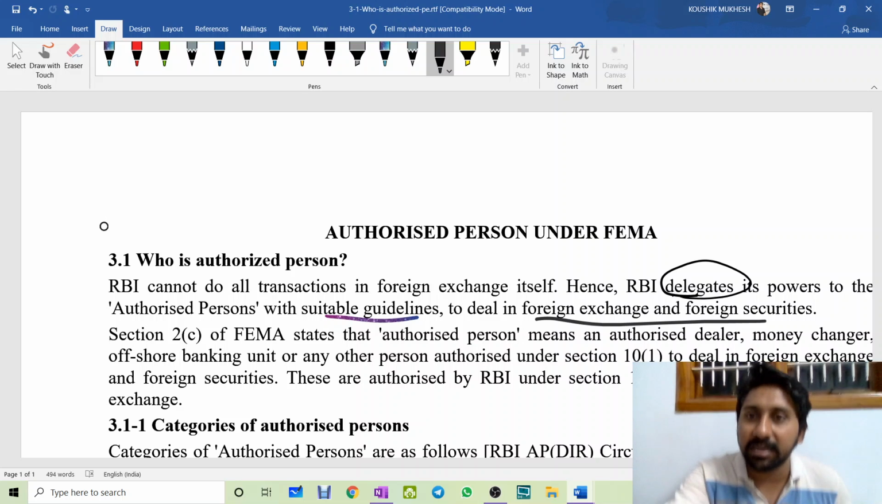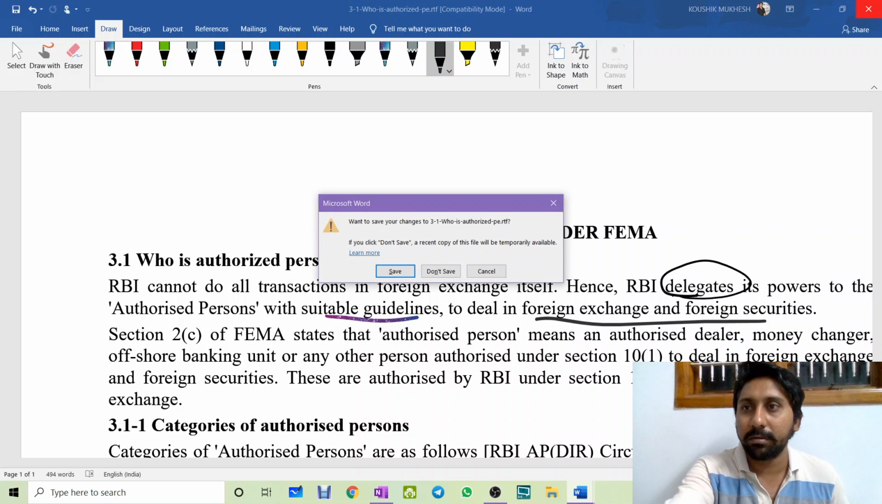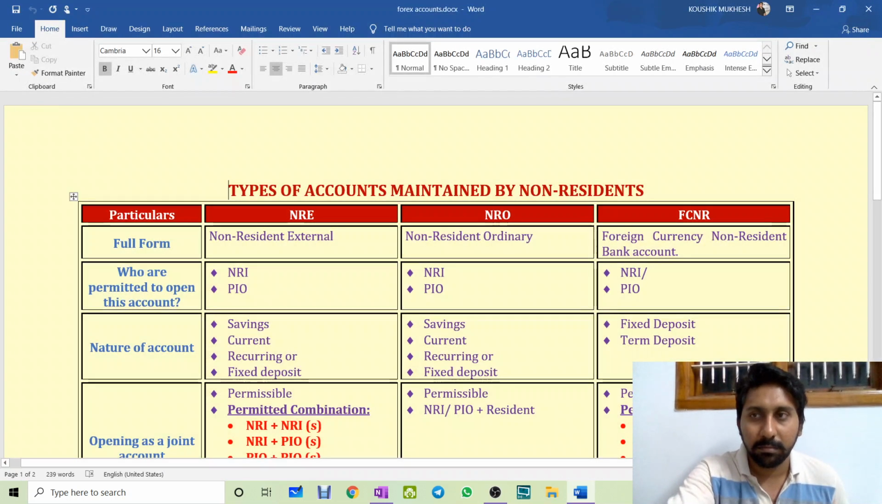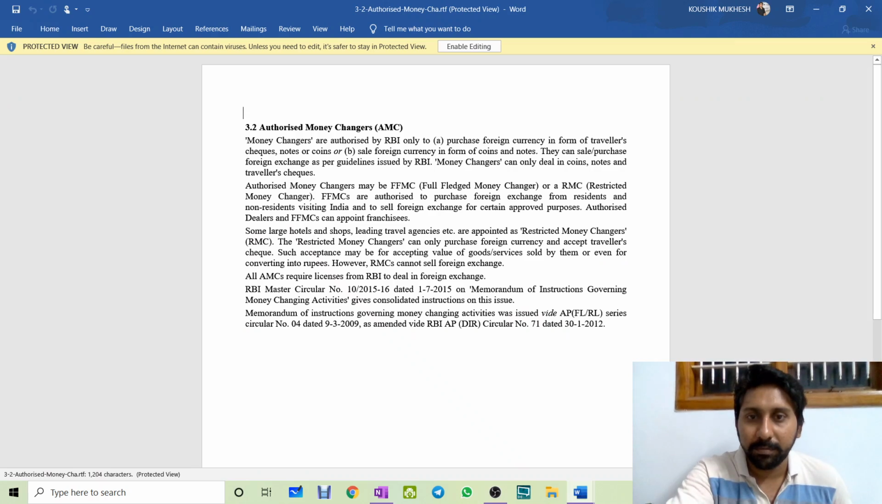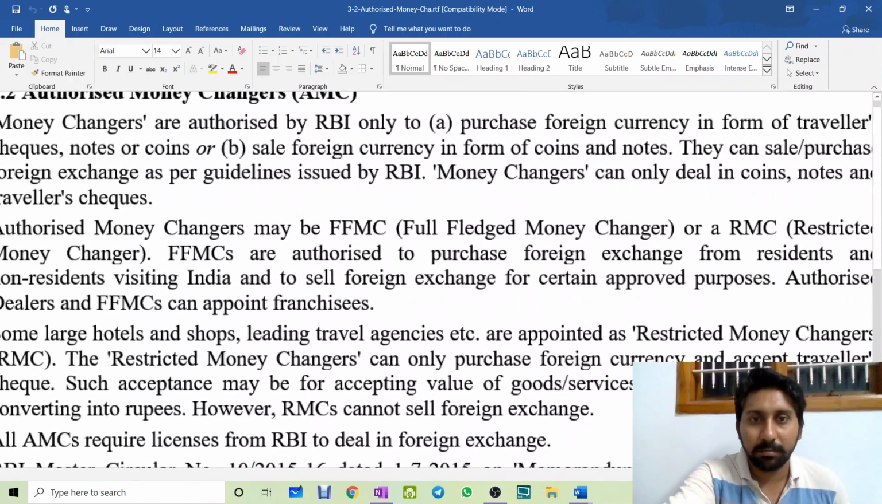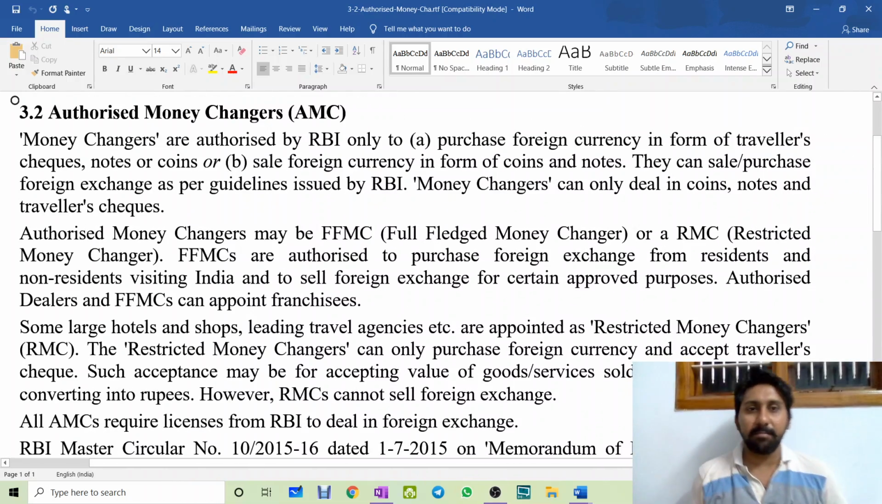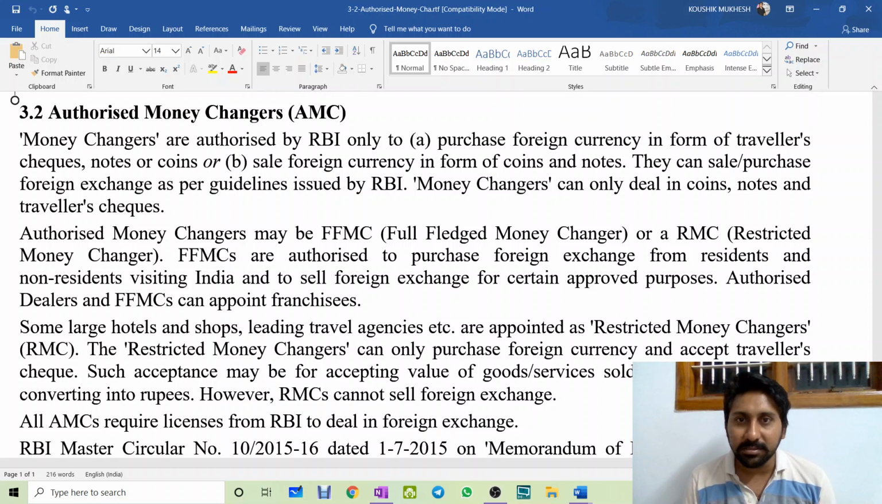So who is a money changer? See here. Authorized money changers. You may get it outside. What is this document you are opening suddenly? This document is my research document on FEMA. I have a book with me, that book copy. Through this only I learned many concepts of FEMA. It contains all illustrations and concepts inside the FEMA area. So that contains A to Z about the FEMA concept.